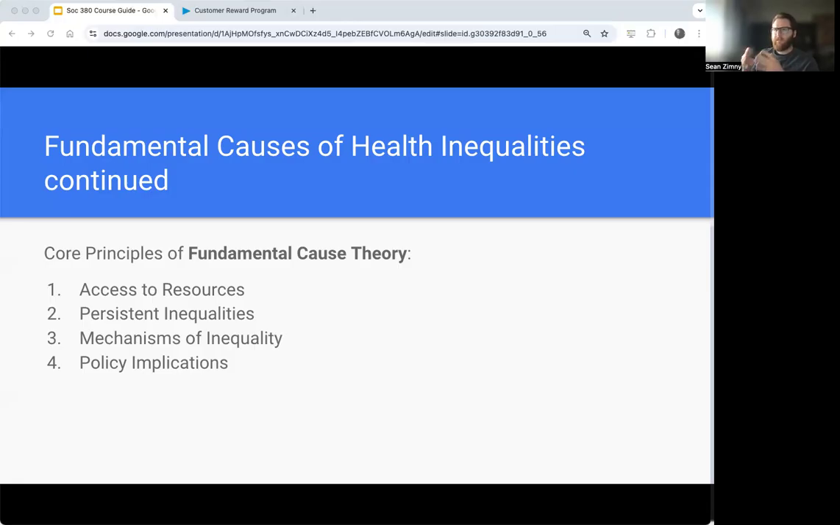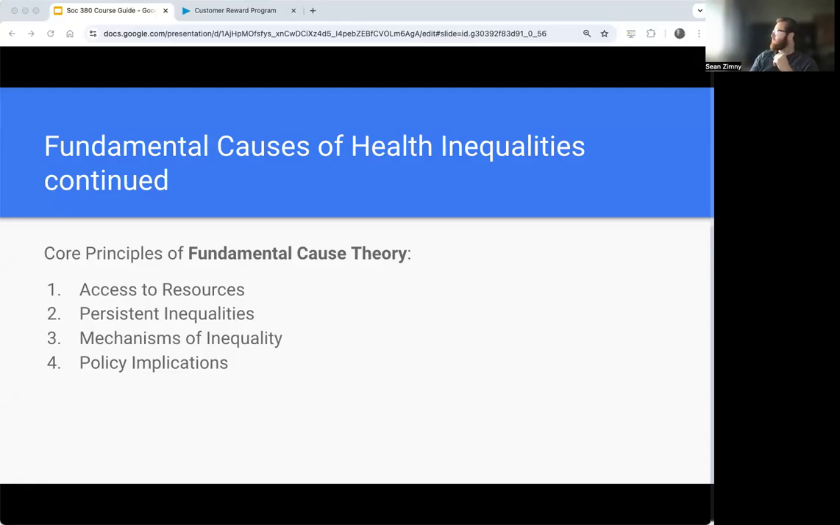Number two, persistent inequality. Even as new health threats emerge and medical technologies continue to advance, health disparities continue to persist because those with greater social advantages can continuously leverage their resources to maintain better health outcomes. For example, new treatments or preventative measures such as early cancer screenings and vaccines are often adopted first by individuals in higher socioeconomic positions. And this just further reinforces those existing and long-term health gaps.